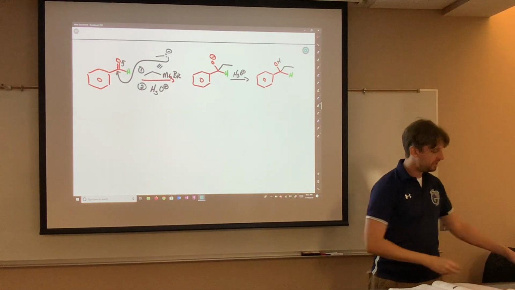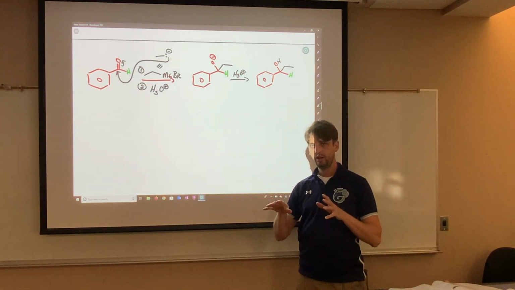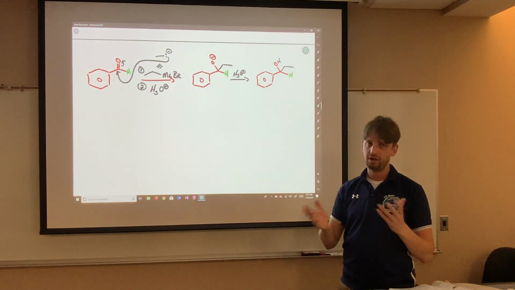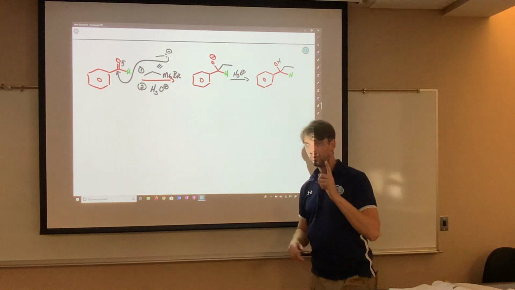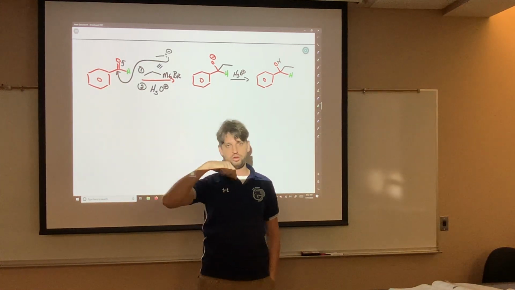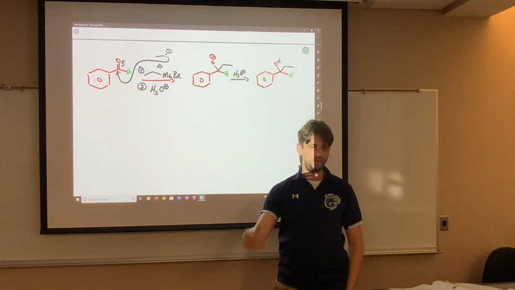Remember, one thing to pay attention to is whether we're under acidic or basic conditions. That's going to determine the first step in the mechanism, whether we attack the carbon or the oxygen of the carbonyl. The second thing to pay attention to is whenever we open the door, we always need to ask, can I close the door? Closing the door would involve the presence of a good leaving group.